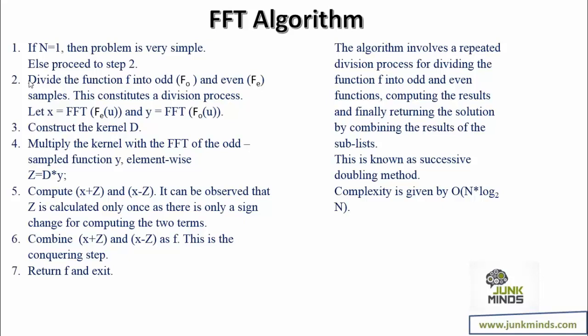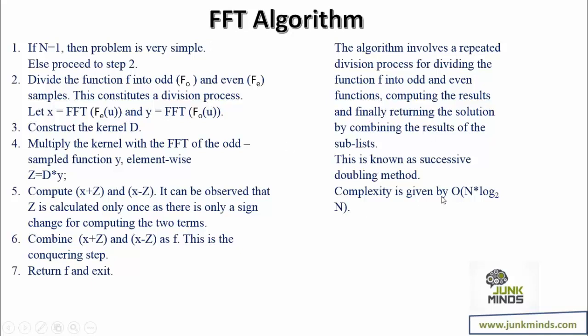Then after that we find the value of x plus z and x minus z. This is to get the value of f. Once this is calculated, we combine these two and get f. This is another conquering step. Then we return f and exit. So f will be used as your output. What this algorithm does is it involves a repeated division process for dividing the functions into odd and even functions, computes the result, and finally returns the solution by combining the results of the sublists. The sublists over here are x plus z and x minus z. This is known as the successive doubling method.